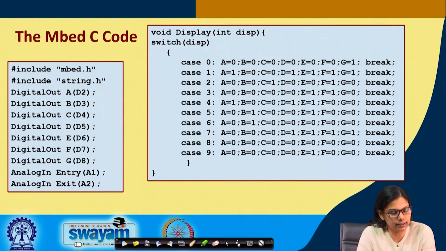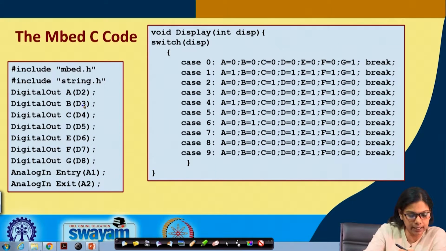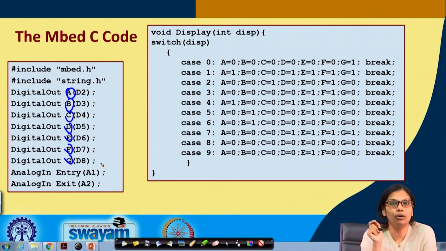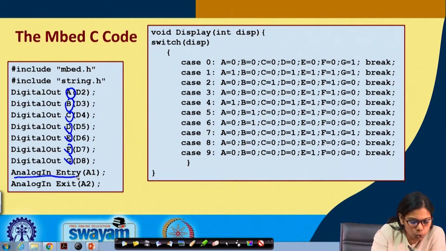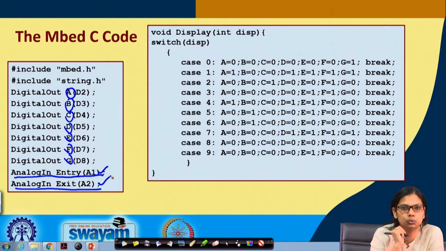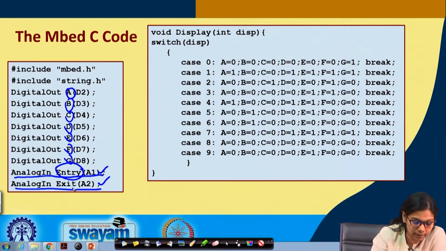So, for the Mbed C code, this part of the code is straightforward. A1, A2, D2, D3, D4, D5, D6, D7 and D8 are connected to A, B, C, D, E, F, G of the 7th segment. This connection we already did, so we are not discussing it in detail. What is required? Here we have two analog ports. One is A1, another is A2. One we call entry, which is connected to analog port A1, another is called exit, which is connected to A2.